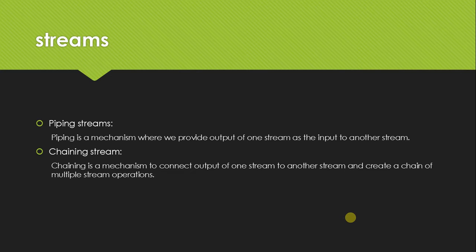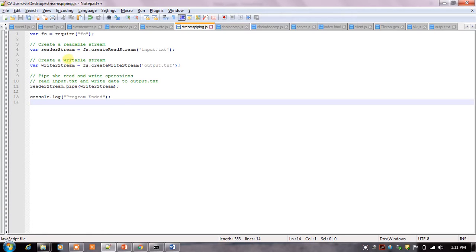Piping is a mechanism where we provide output of one stream as the input to another stream. It is normally used to get data from one stream and to pass output of that stream to another stream. There is no limit on piping operations. Now we will show a piping example for reading from one file and writing to another file. Let us look at the program.